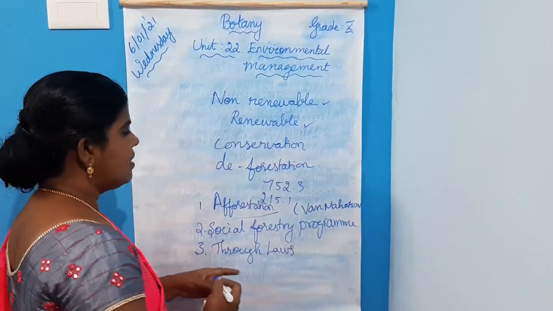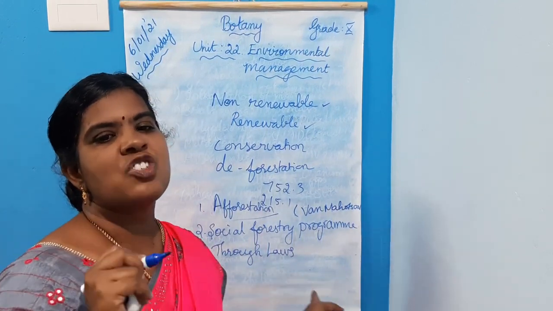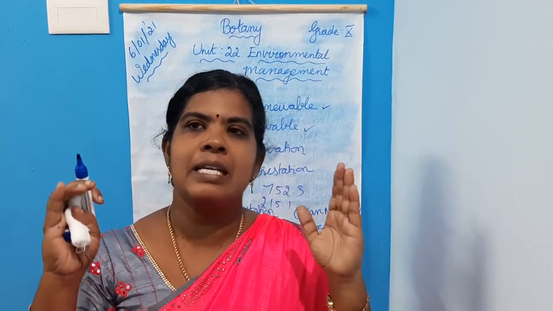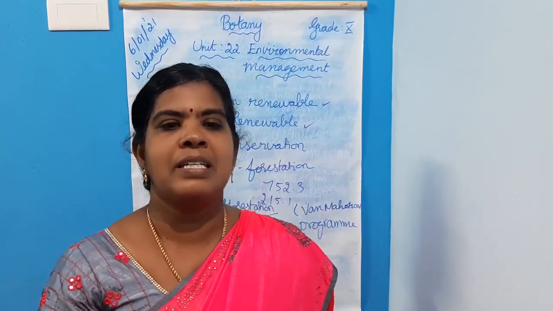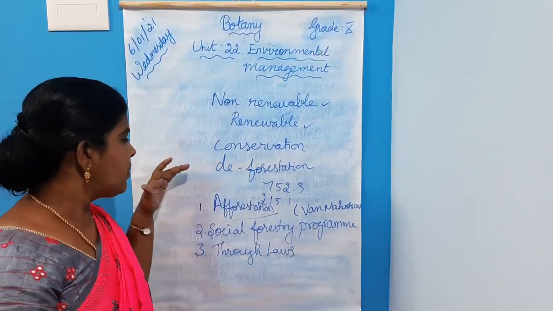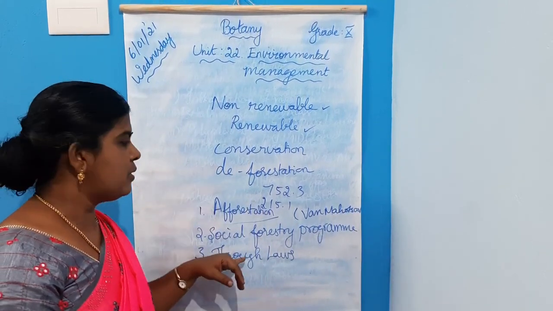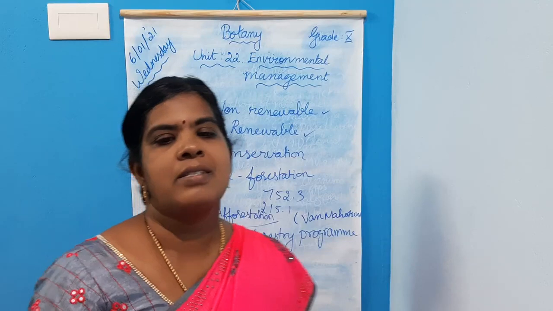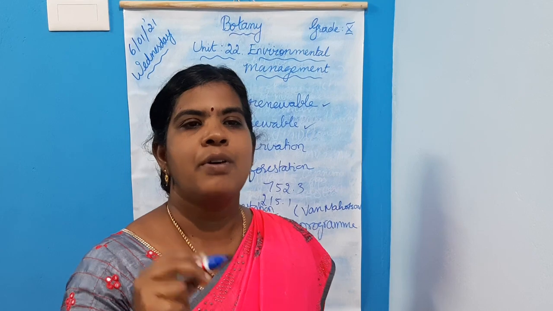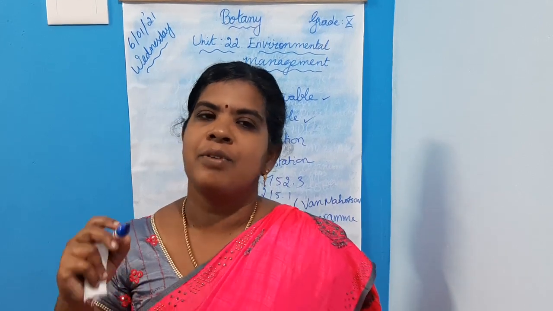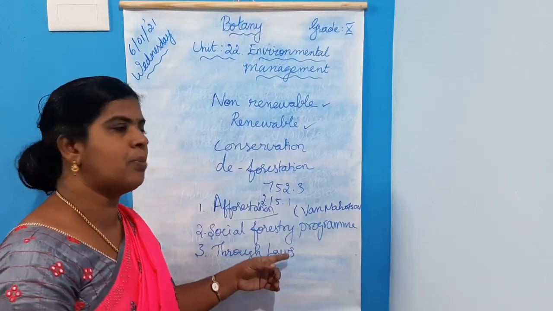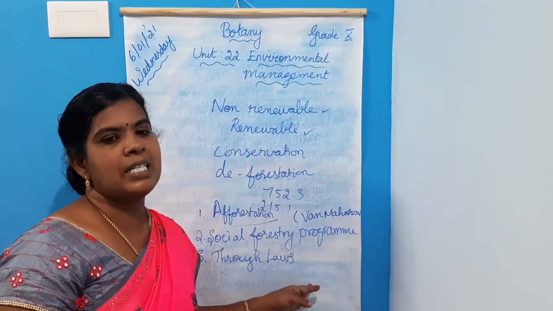Then the third one is adopting certain stringent laws, through which the natural forests and natural resources have been protected. So these are the ways to conserve the forest: afforestation, the social forestry program, and certain laws. The National Forest Policy and the Forest Conservation Act are two laws established by the government to protect wildlife and the forest.